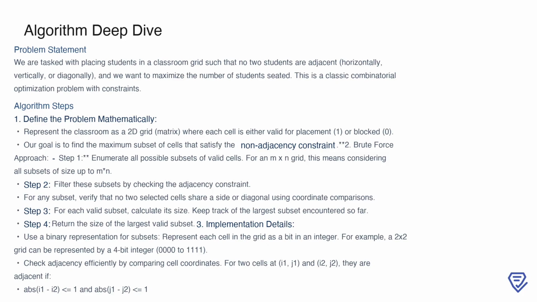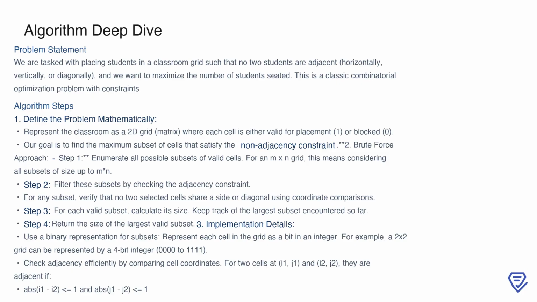To solve this problem, we need to think about how to arrange students in a classroom grid in a way that maximizes the number of students seated while ensuring that no two students are adjacent, whether horizontally, vertically, or diagonally. This boils down to a combinatorial optimization problem with constraints. First, let's define the problem mathematically. Imagine the classroom as a 2D grid, where each cell can either be valid for seating, represented by a 1, or blocked, represented by a 0. The goal is to identify the largest subset of valid cells that satisfy the non-adjacency constraint.